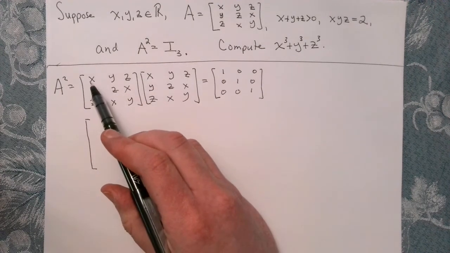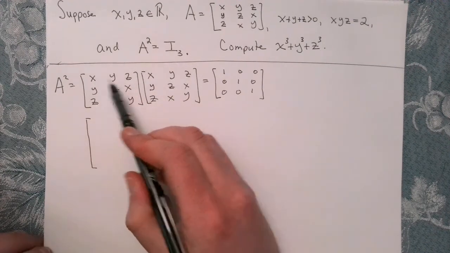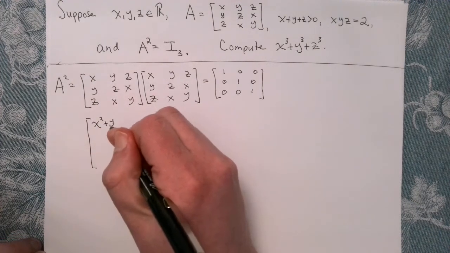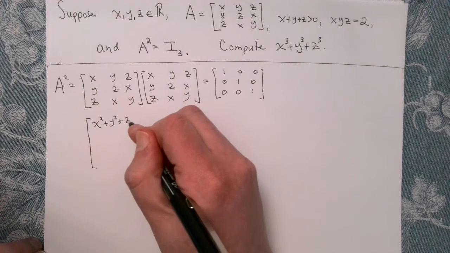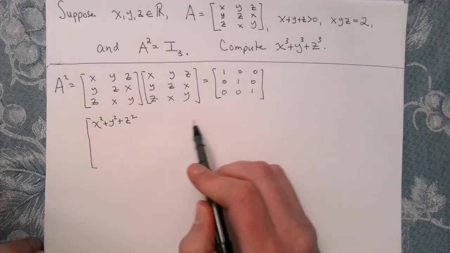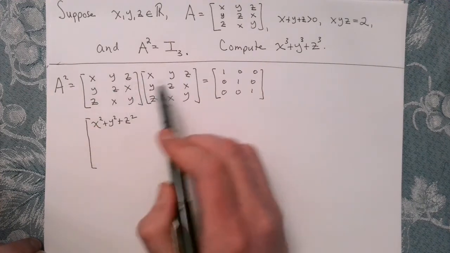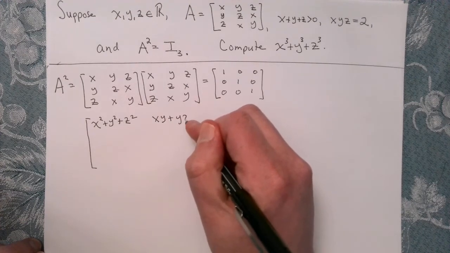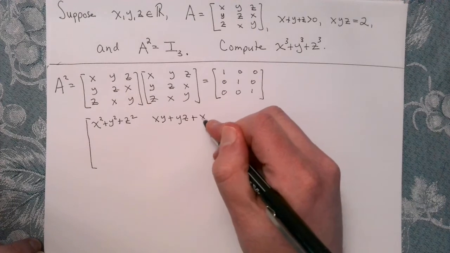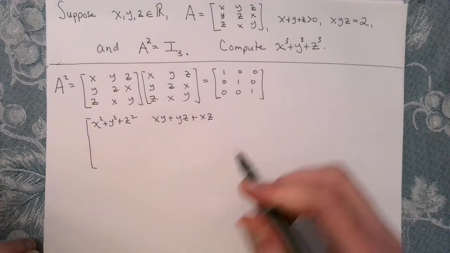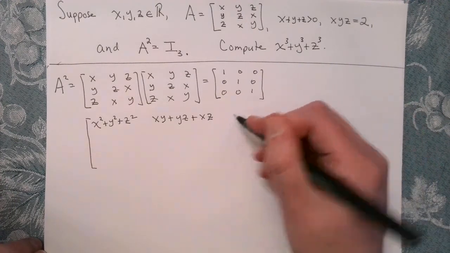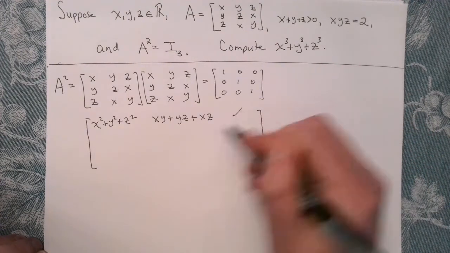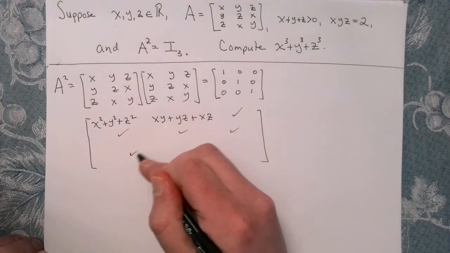So let's look at this upper left entry. Think about row by column, right? So it should be x squared plus y squared plus z squared. And then let's talk about this upper middle entry. Again, just row by column. So it's going to be xy plus yz plus xz. And for the other entries, some sort of stuff. I don't need that right now.